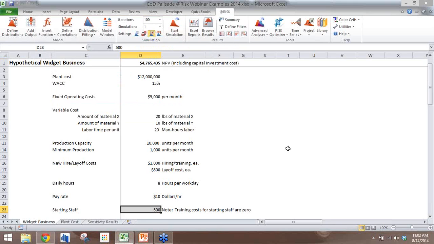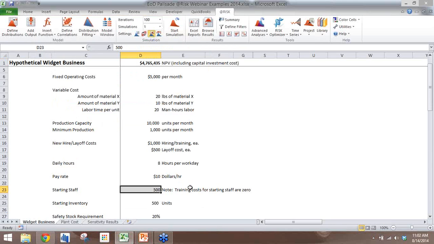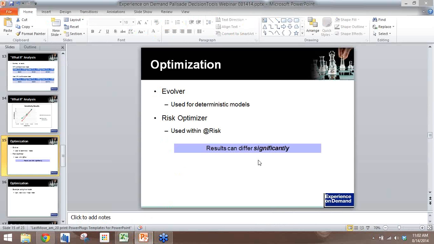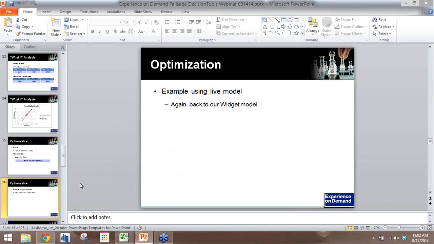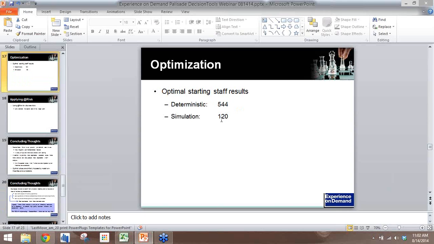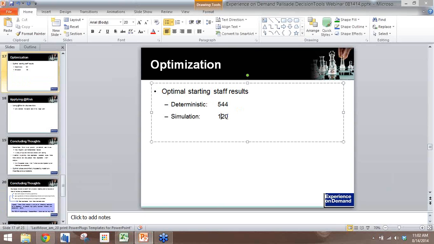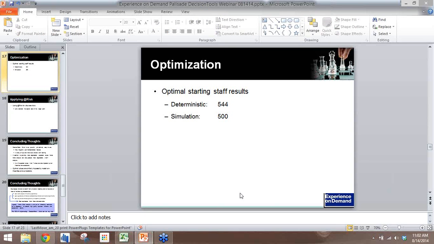And again, you can see here where Risk Optimizer has then put that 500 staff person value back in my simulation. So in this particular run I did, again, the deterministic value for the optimal solution was 544. The simulated value was 500, which I think is a material difference.